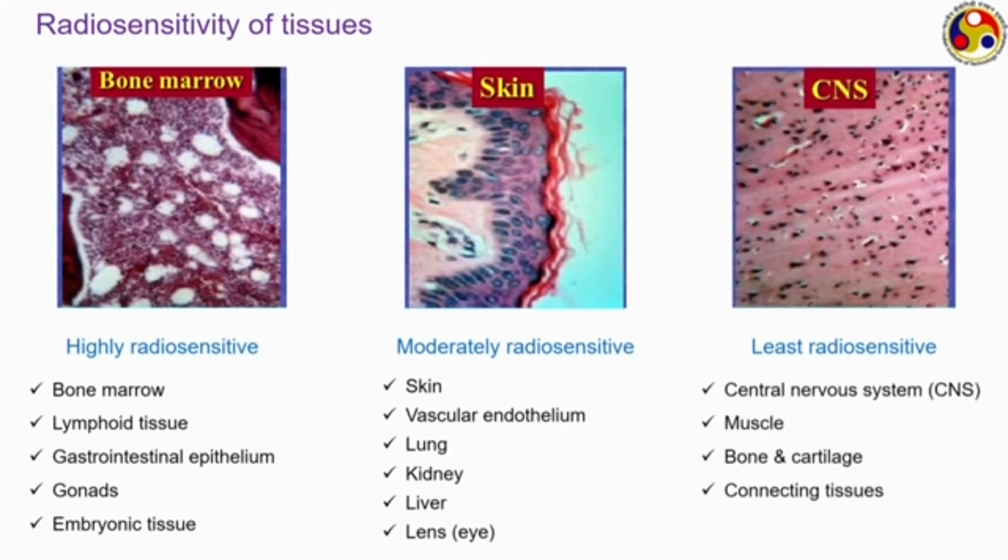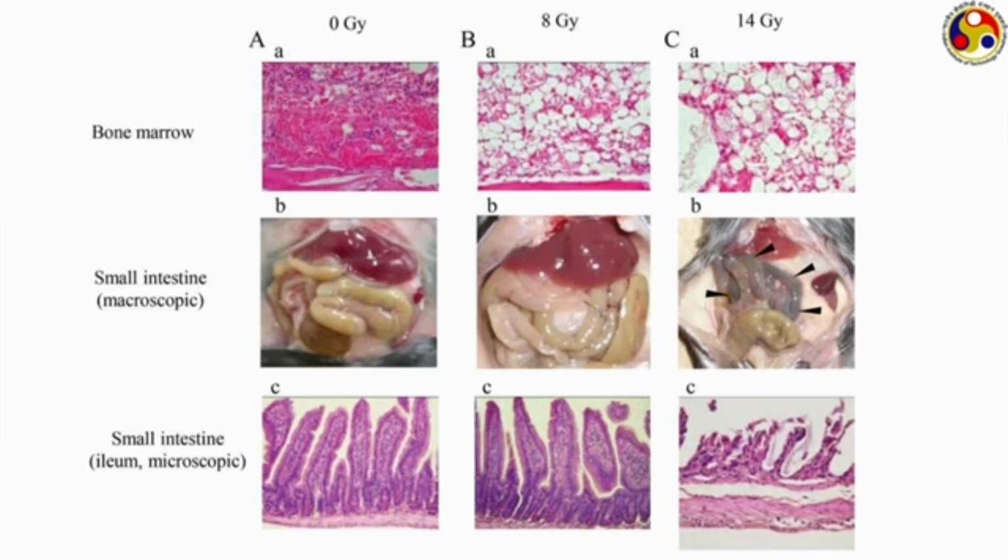Thankfully, our nervous system is hardly affected by radiation, and therefore, even when someone is subjected to radiation for a prolonged duration of time, his nervous system keeps on working properly. The muscles, the heart tissues, bones, cartilage and several connecting tissues are also very less affected by radiation. This is a set of pictures which shows the effect of radiation on some highly sensitive tissues.